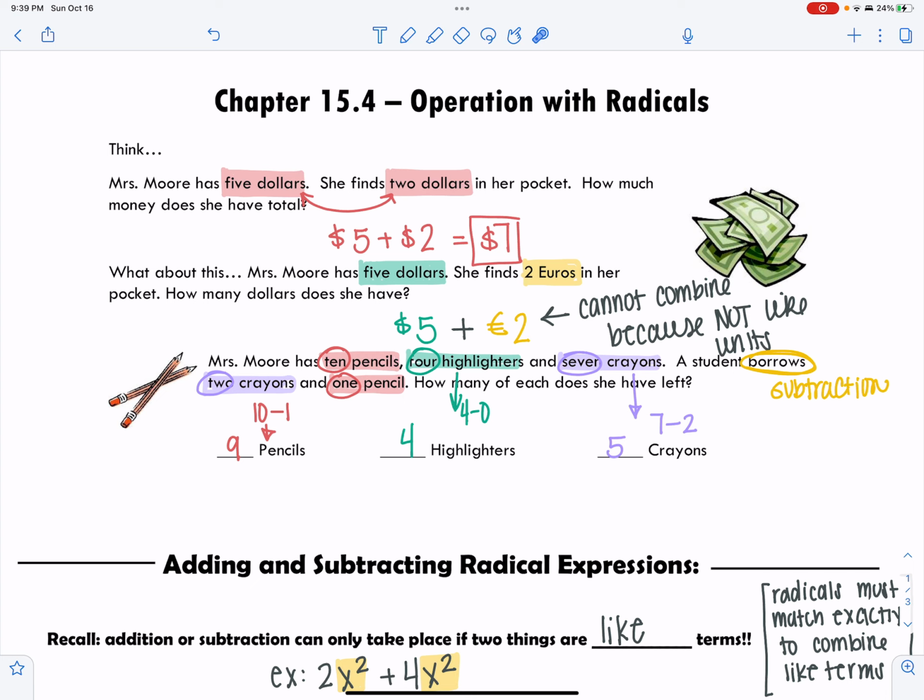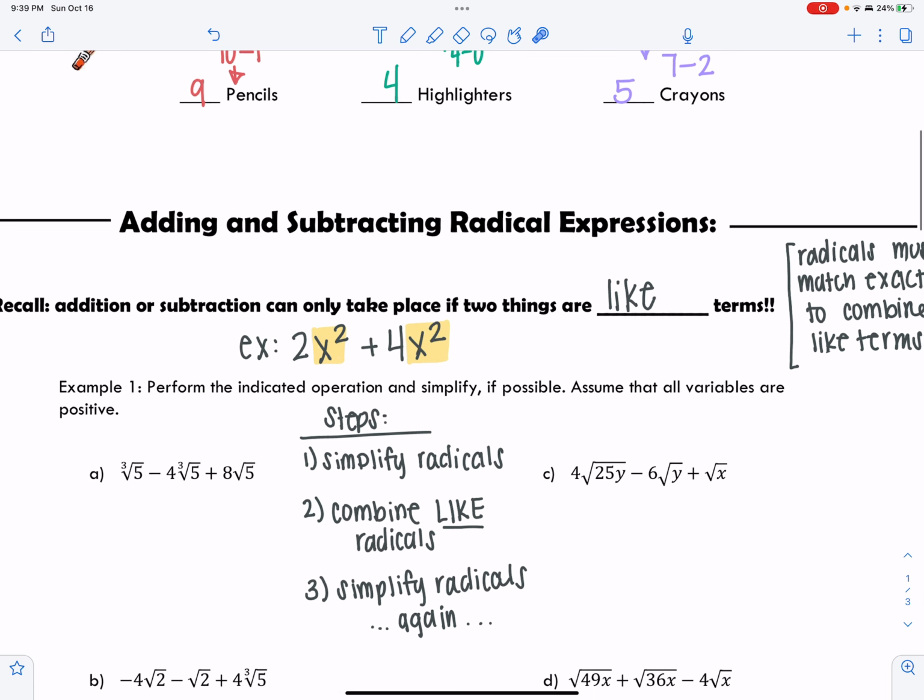And then the last one, Ms. Moore has 10 pencils, 4 highlighters, and 7 crayons. A student borrows, we'll just assume they do not return them, 2 crayons and 1 pencil. How many of each does she have left? And so what you would do is you would subtract the pencils from pencils, highlighters from highlighters, and crayons from crayons. You would not subtract 10 pencils from 2 crayons to get 8 pencils. Okay, so I wanted to do that example to show you how this looks before we start putting it in context of radicals.